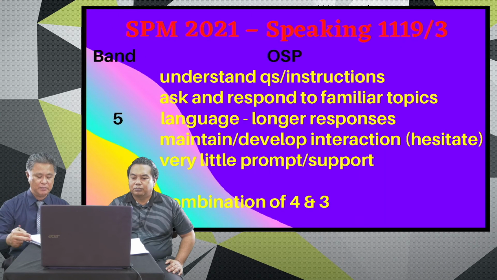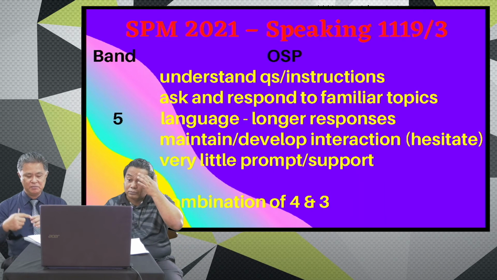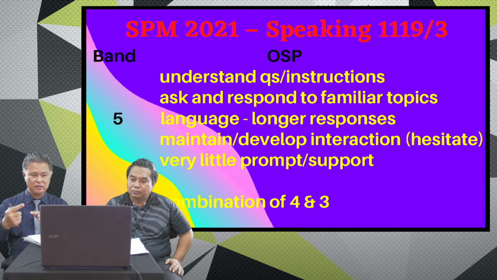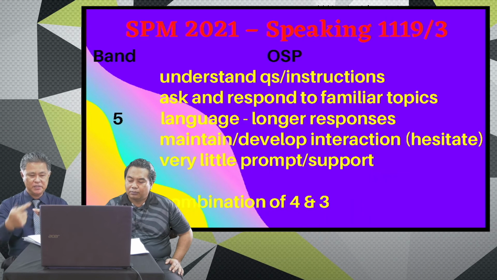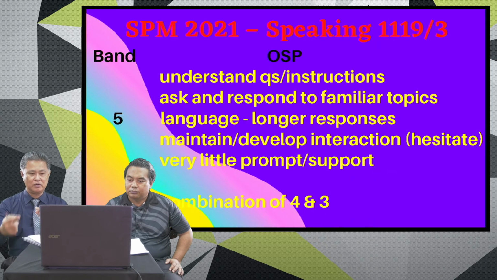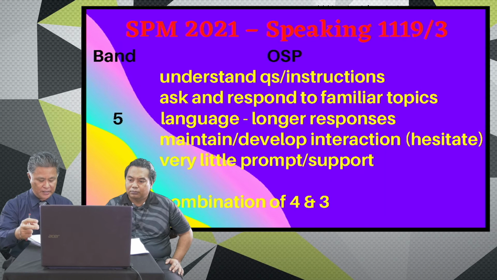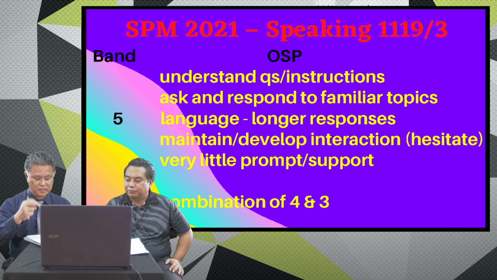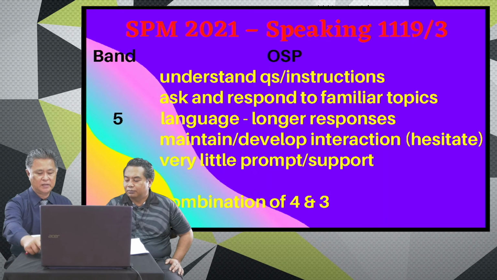That's what we believe. Then band 4 is actually the intermediate of band 4 and band 3, or a mixture of band 5 and band 3. Now we look at band 3.